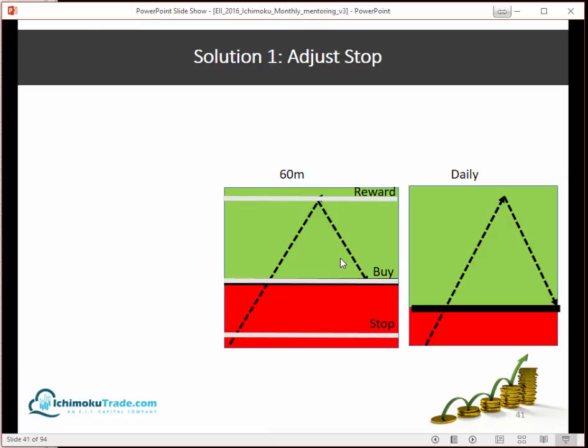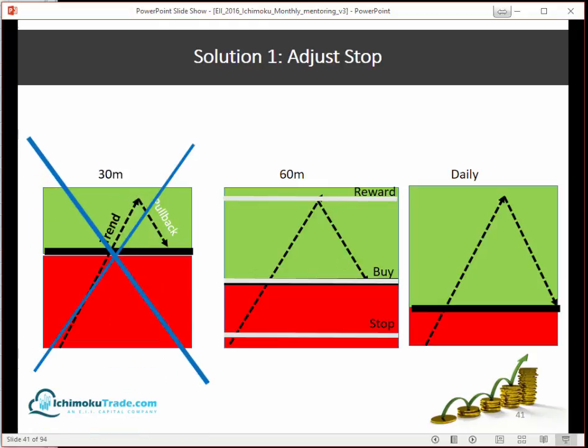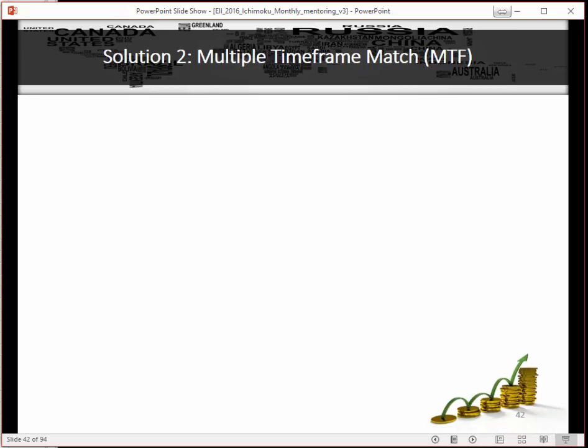So you can't really adjust your stops due to multiple time frames. If you do, you're going to add more risk, and at that point you're going to kill your money management and your reward risk of 3-to-1 or higher. Okay, so that's not a solution at all. The only solution that's out there is doing what we call IMTF, the multiple time frame support.